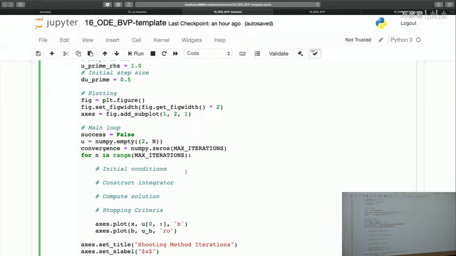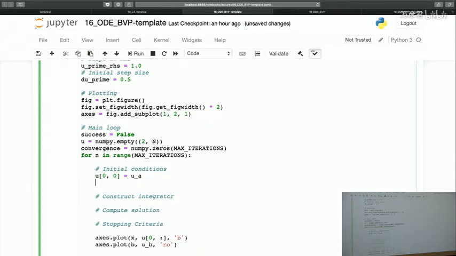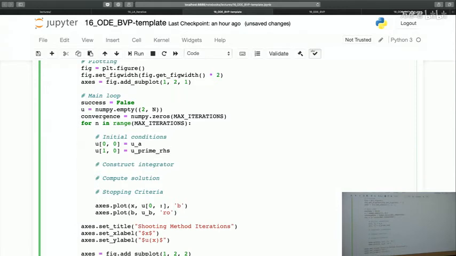So we have initial conditions. We always have to set that because we are integrating. So we know one of them, the second one, is going to be our guess. So that's going to be updated. So this is just an initial value problem, initial conditions, which is why we have 2. The second index is going to keep track of time or space, actually, in this case.